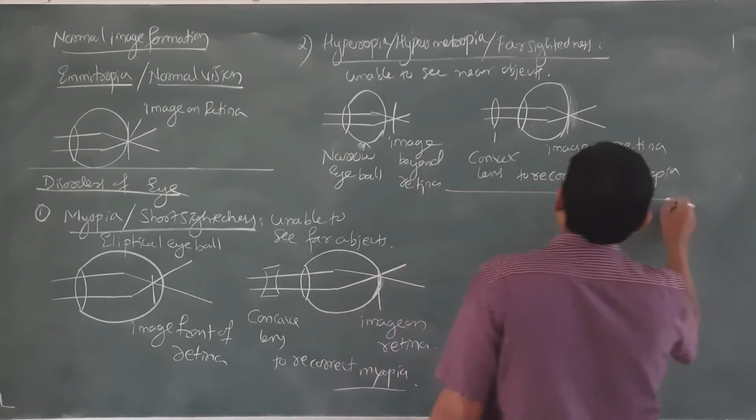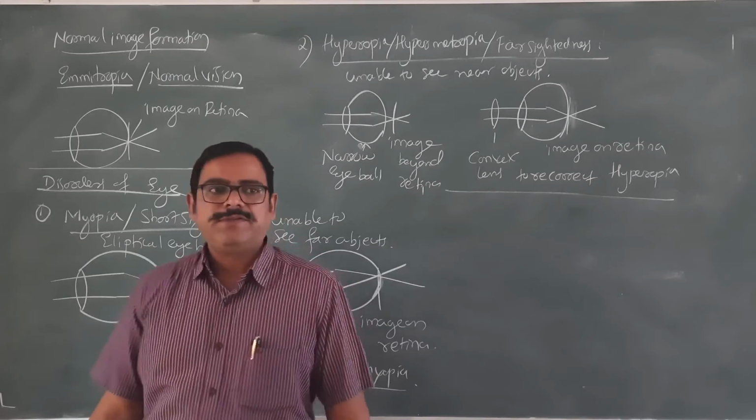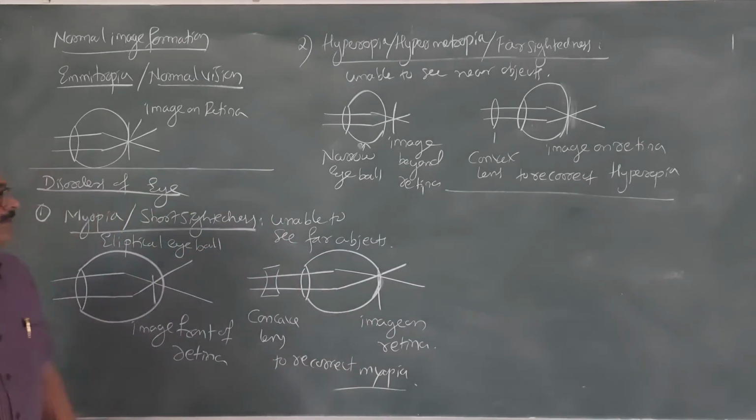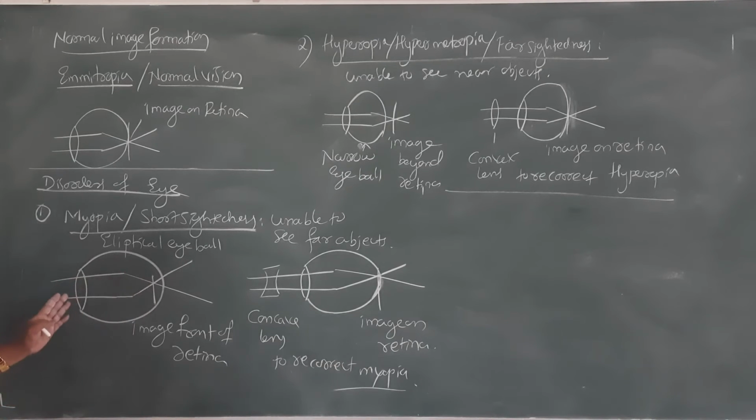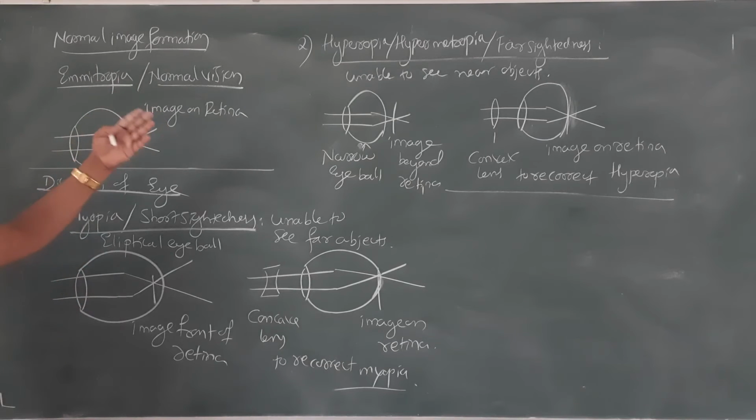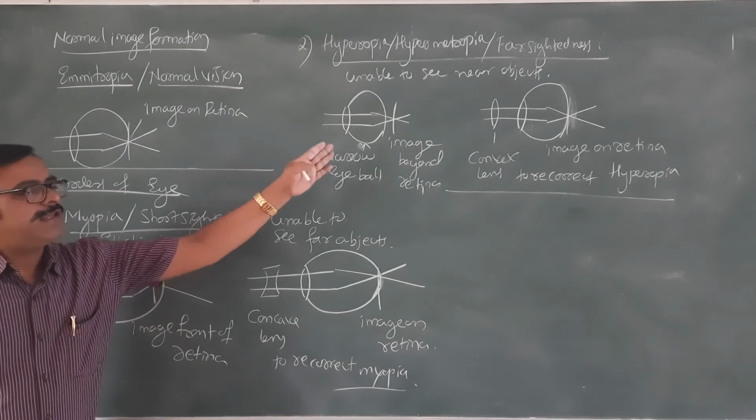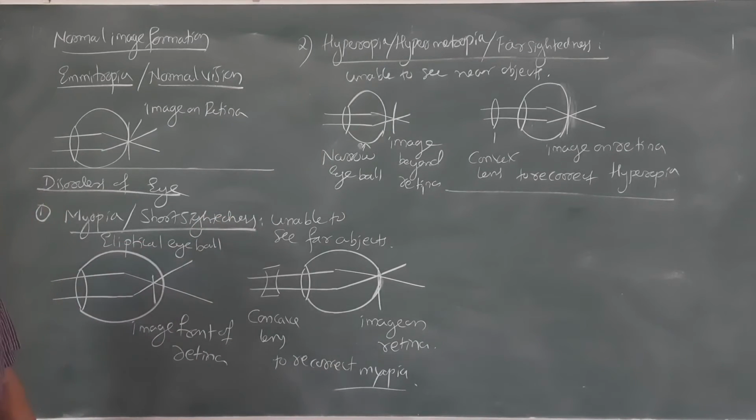This is mainly the kind of disorders we discuss. One is myopia, or short-sightedness: unable to see far objects but able to see nearby ones. The eyeball is very much elliptical, and the image forms in front of the retina. So to make the image fall on the retina, a concave lens is used. Whereas with a very narrow eyeball, a developmental defect, the image is formed beyond the retina. That is called hyperopia, or hypermetropia, or farsightedness.